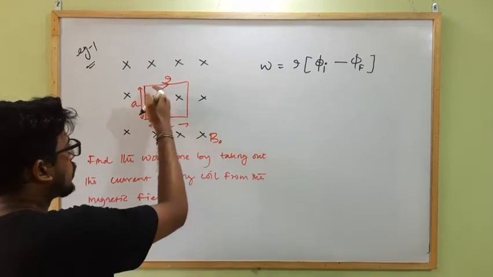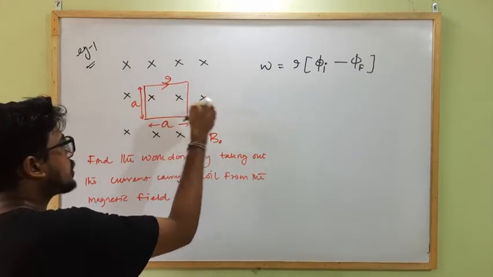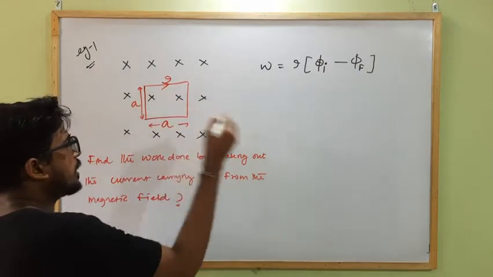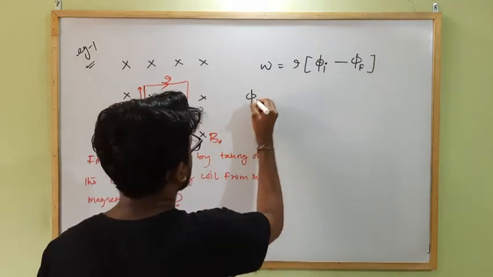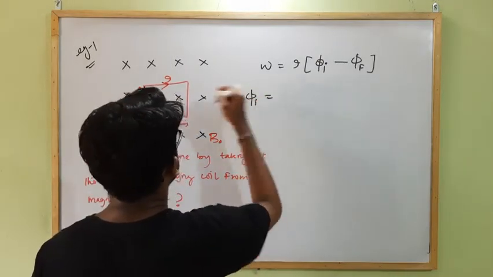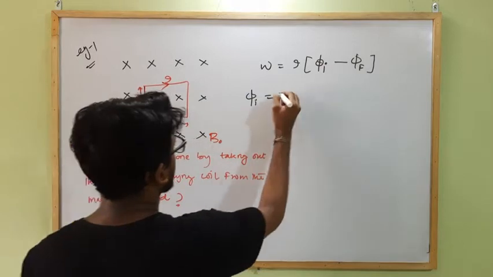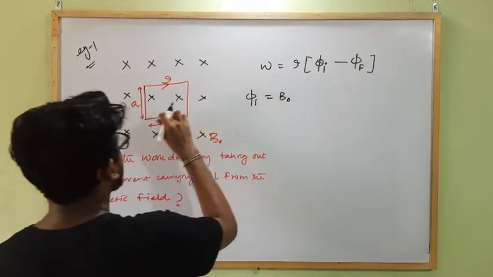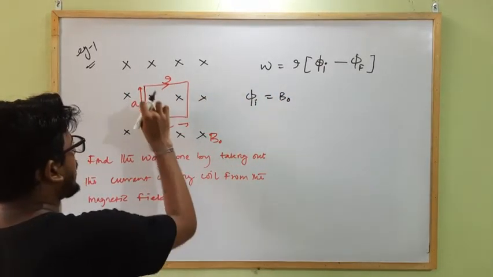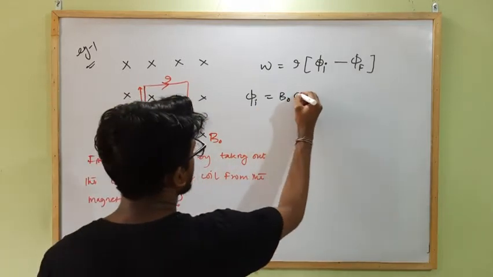So here the flux linked with the coil in the initial condition, that means when it is placed within the magnetic field, is how much? Phi initial equals the magnetic field B naught into the cross sectional area. What is the cross sectional area? As side and width are A, the cross sectional area will be A square.